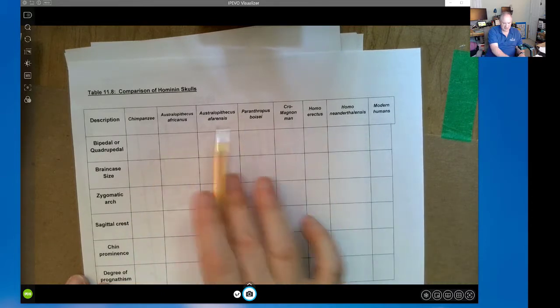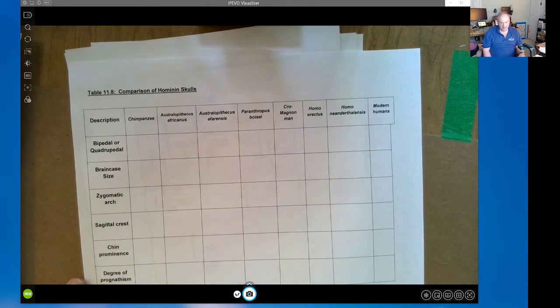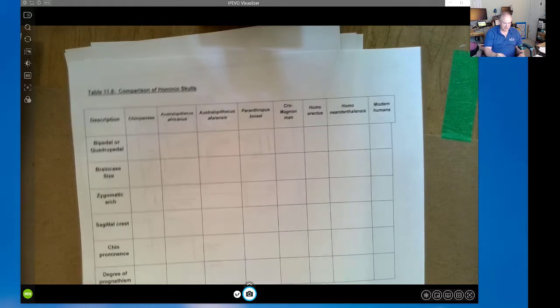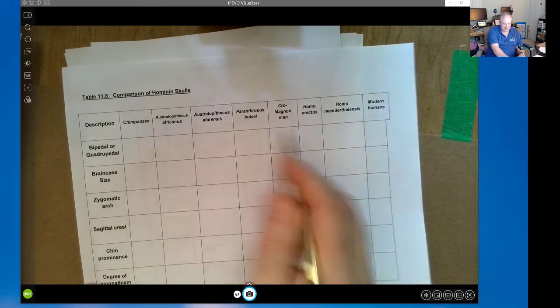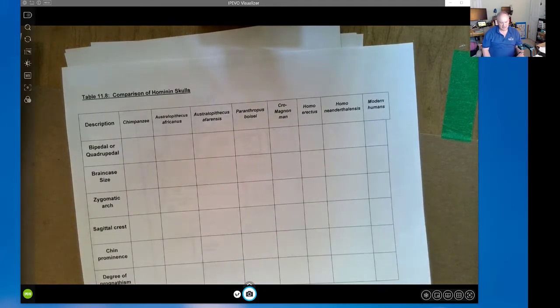And I have representative skulls for each of those as an addendum that are placed in the same directory or the folder as this lab manual, and you can use those to make your depiction on these various characteristics.